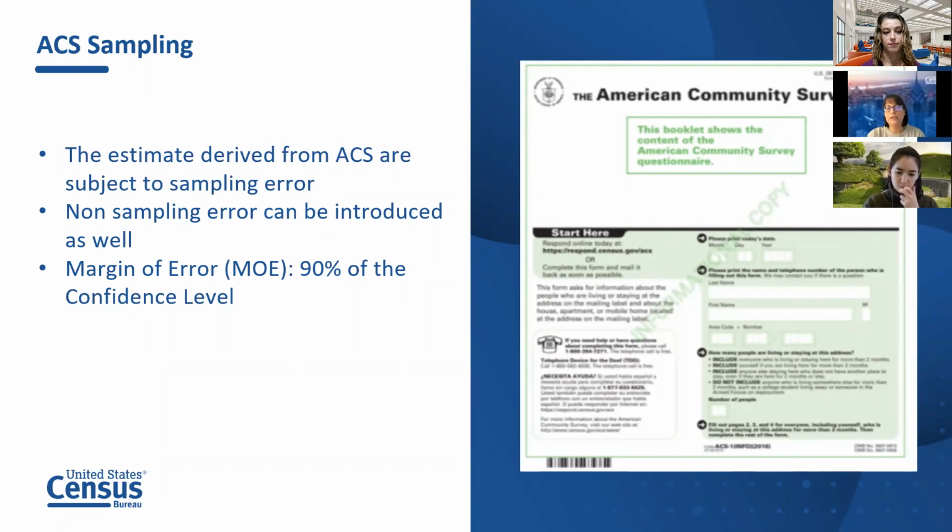I just want to kind of talk a little bit about sampling and the survey. So this is what the paper form looks like, in case you've never seen one before. So like the decennial census, the head of the household fills out the information for themselves and then for everyone in their household. So you are telling the Census Bureau what is going on in your household. Okay, we don't already know that.